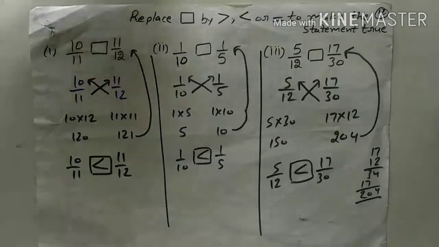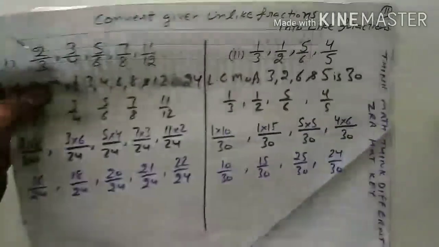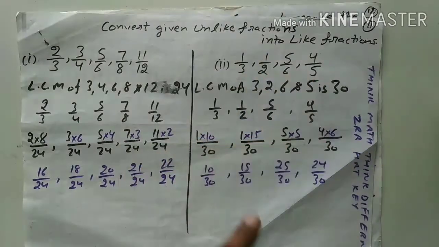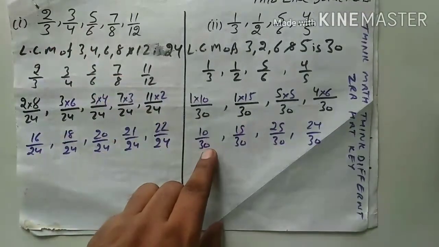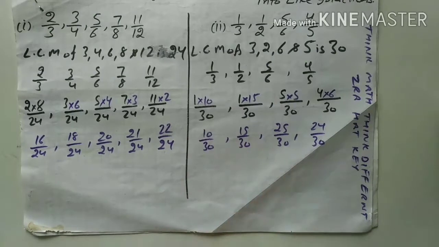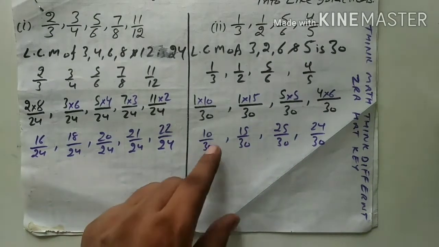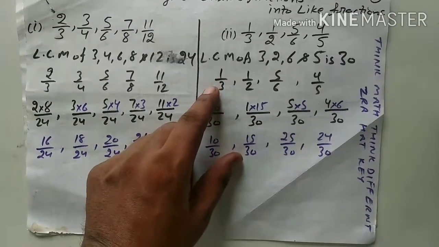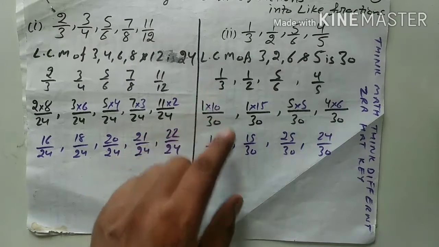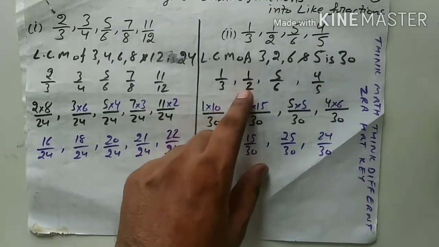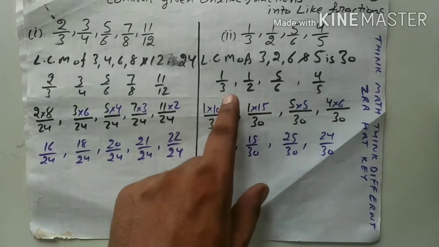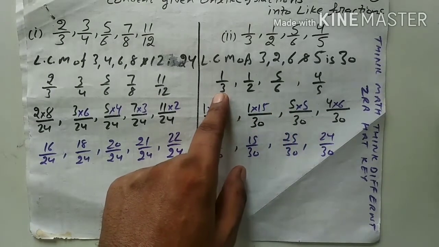Let me show that sheet. You will see this sheet. Here these were the fractions. You make them like fractions. Now you can easily compare which one is smaller and which one is greater. You see that 10 by 30, that is 1 by 3, is smallest. After that, 15 by 30, that is 1 by 2, is greater than this one. So it is at first place, that is smallest.